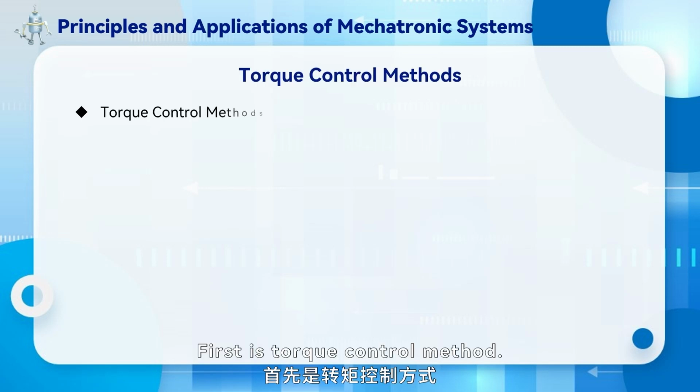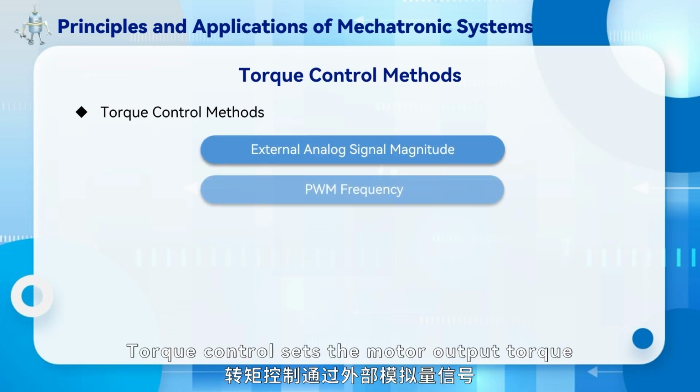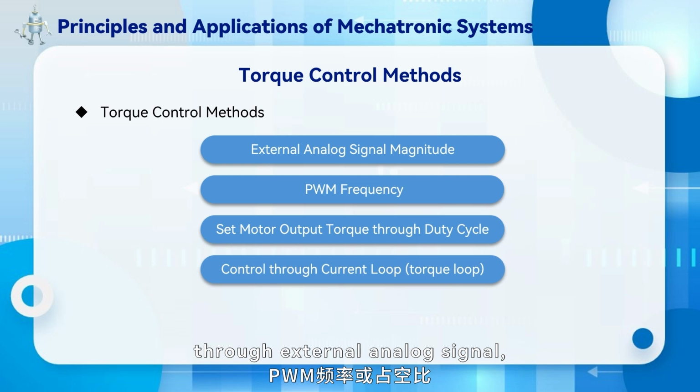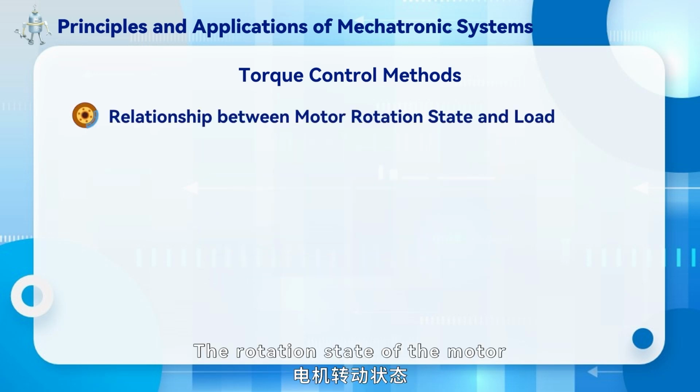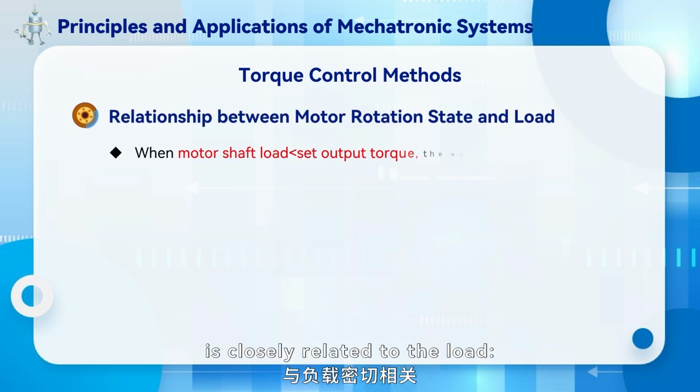First is torque control method. Torque control sets the motor output torque through external analog signal, PWM frequency, or duty cycle, and is controlled only by current loop. The rotation state of the motor is closely related to the load.